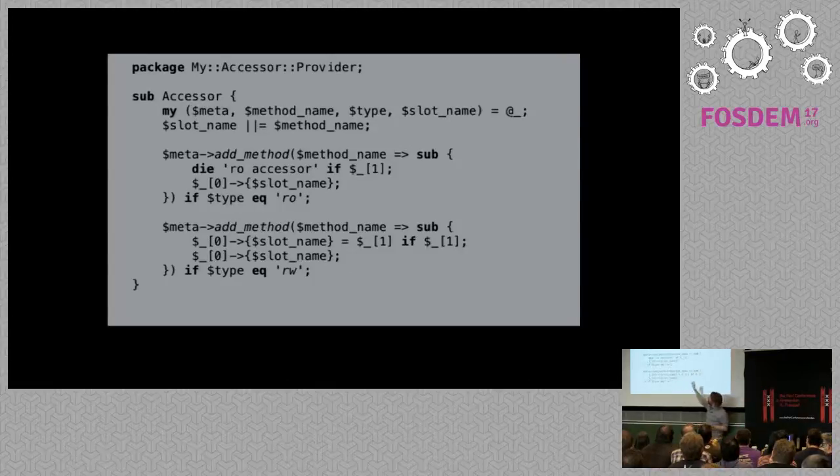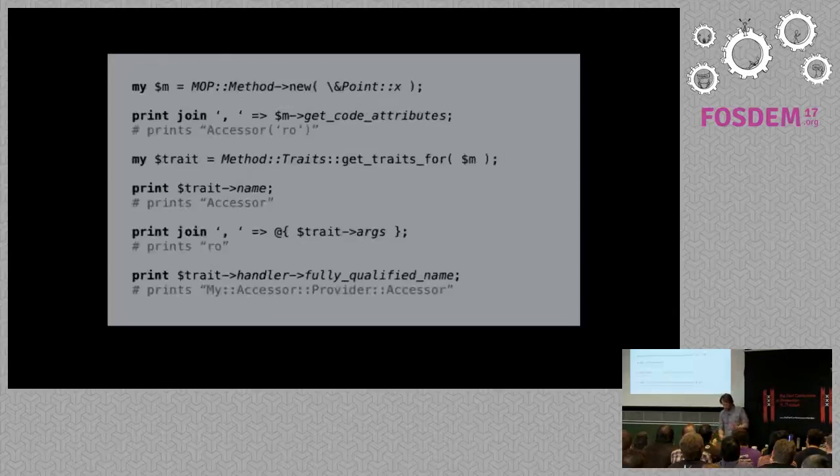This is also introspectable, so if you get a MOP method object, you'll find that the code attributes are there, so we do leave those in there because Perl expects them. Then you can also grab the actual trait object, which will have it broken down into the actual name of the trait, the arguments for the trait, and then you can actually find out the fully qualified name of the handler that's going to be calling it as well.